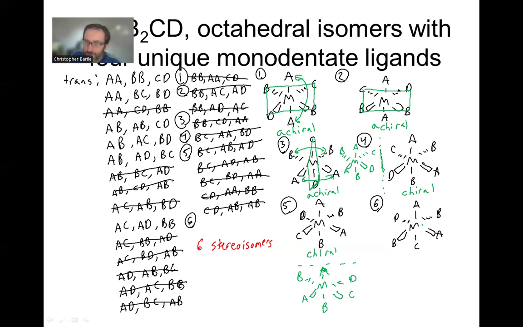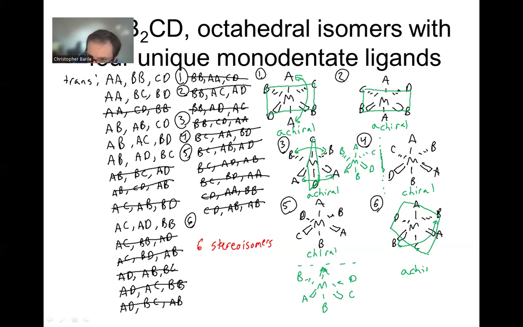Structure 6, the last one to consider, has a mirror plane. And the mirror plane, because B and B are trans to one another, so they're across from one another, is going to, see if I can draw it, contain M, C, A, and A, and then the B's are looking at each other. So the mirror plane is like this, one B is over here, one B is over there, and they're looking at each other. And so that is achiral.